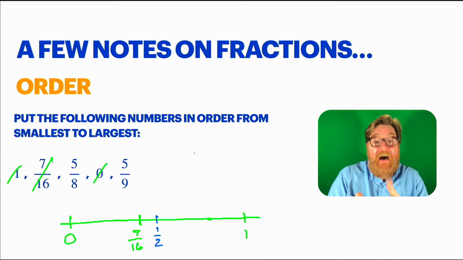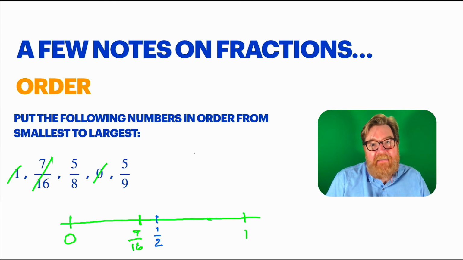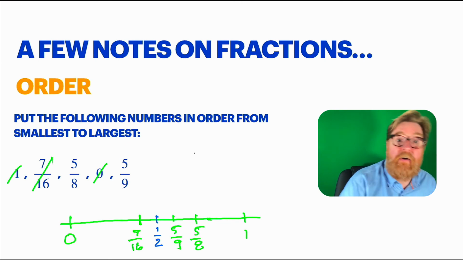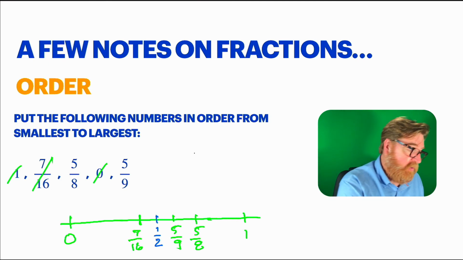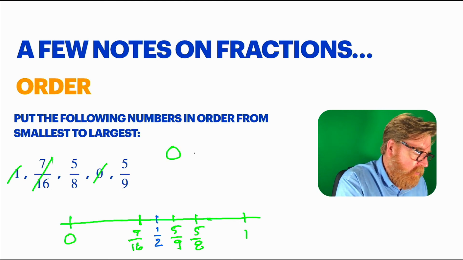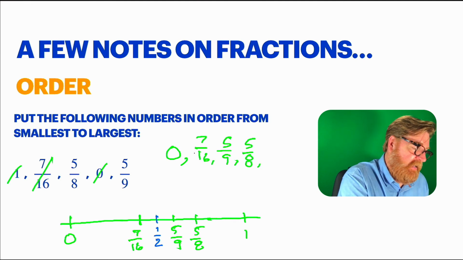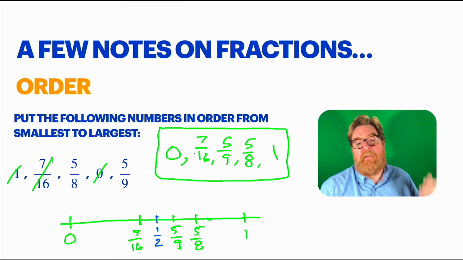So since we have 5/9 and we're trying to compare it to 5/8, well, 5/9 is going to be smaller than 5/8, which means we can order them like that. 5/9 goes on the left and 5/8 goes on the right. So here's the listing. I just wanted to have that number line so I could show you the 1/2. But here's the order. We've got 0 first, then 7/16, then 5/9, and then 5/8, and lastly 1. There's our order from smallest to largest.